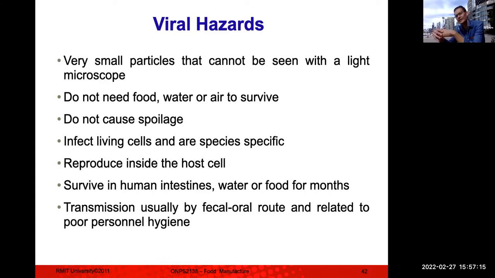And especially in the context of what we're talking about, foodborne viruses, they're typically fecal oral route and related to poor personal hygiene. So remember, we're talking about just the context of foodborne viruses. We're not talking about respiratory diseases like COVID-19 here. We're just talking about the foodborne viral hazards.